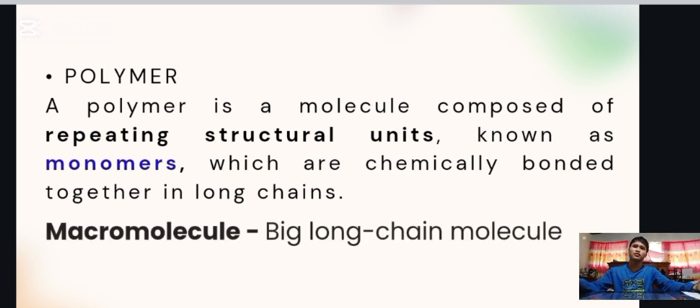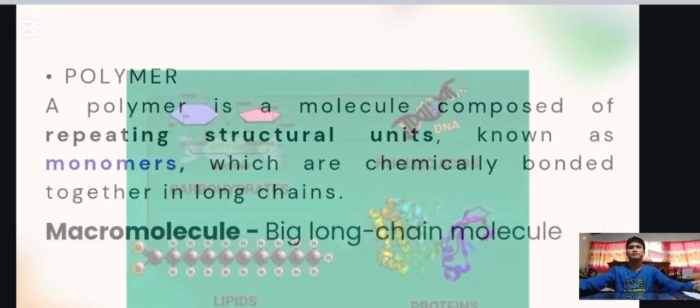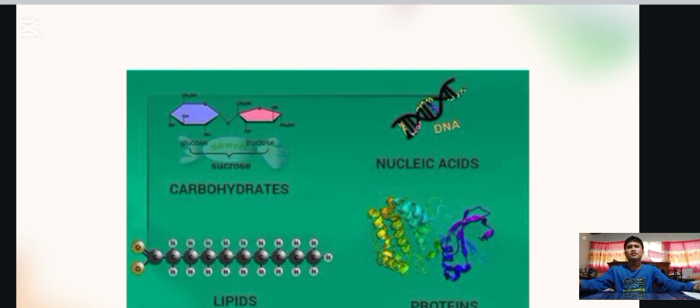This is a macromolecule. It turns out that polymers are long chain molecules where the repeat units are connected end to end. Examples of macromolecules are carbohydrates, DNA, lipids, and proteins.